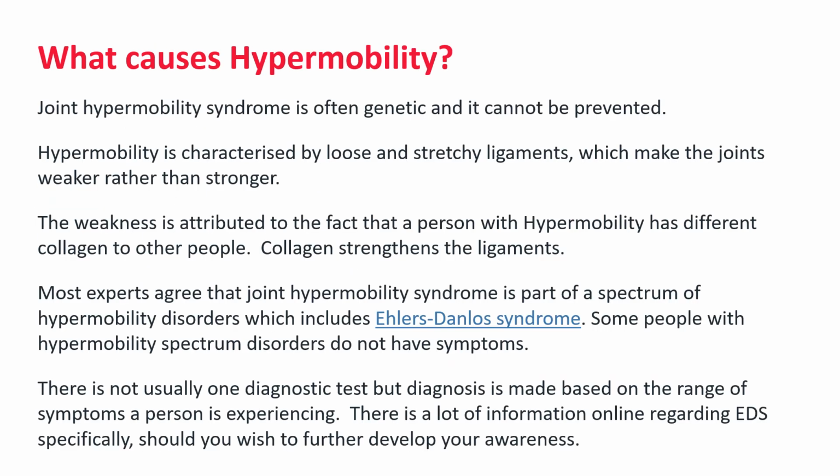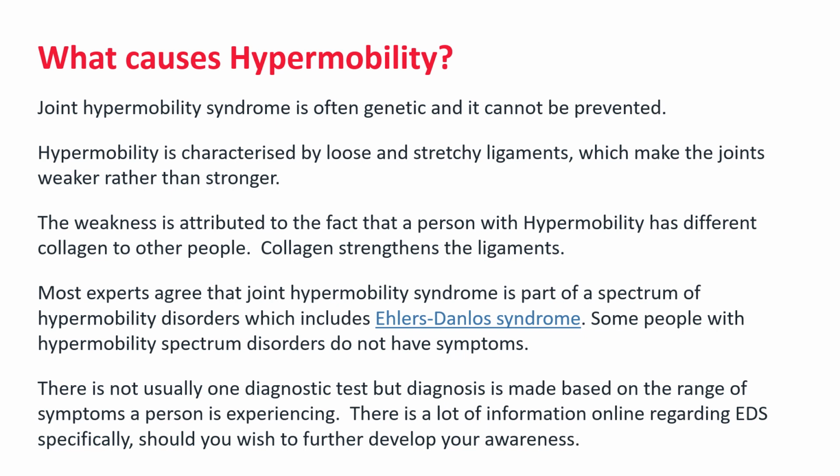Joint hypermobility syndrome is often genetic and it cannot be prevented. Hypermobility is characterized by loose and stretchy ligaments, which make the joints weaker rather than stronger. The weakness is attributed to the fact that a person with hypermobility has different collagen to other people. Collagen strengthens the ligaments.